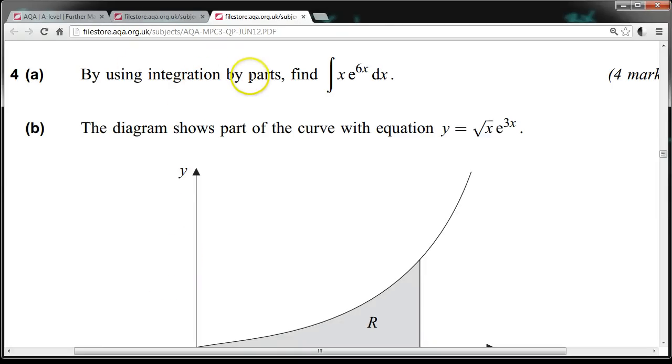By using integration by parts, find the integral of x e to the 6x dx. The diagram shows part of the curve with the equation y equals root x e to the 3x.